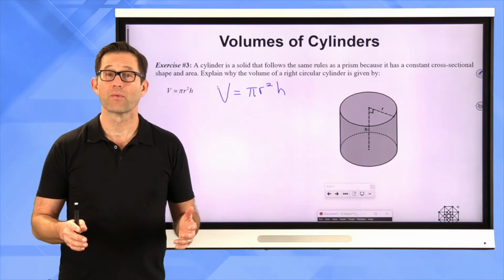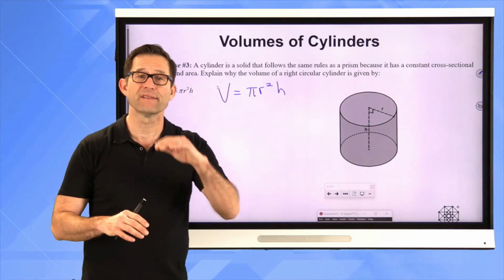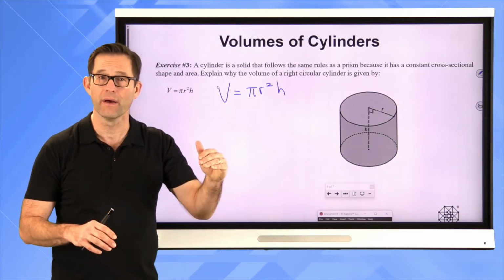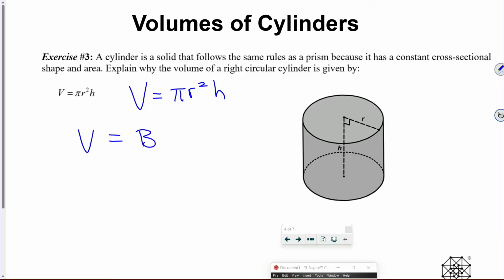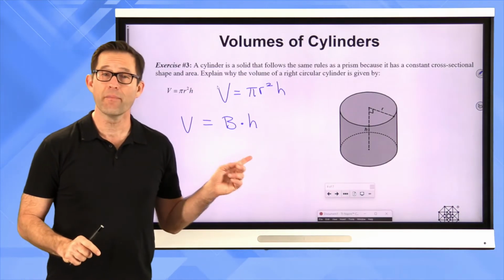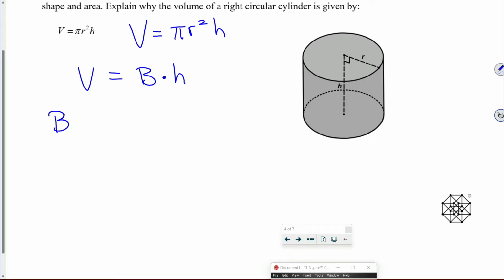Well, it's pretty simple, right? Not just for a prism, but for any solid that has a constant cross-sectional area, we can say that the volume is equal to B times H, where B is the area of the base. But the area of the base is simply the area of a circle, and that's pi r squared, right?